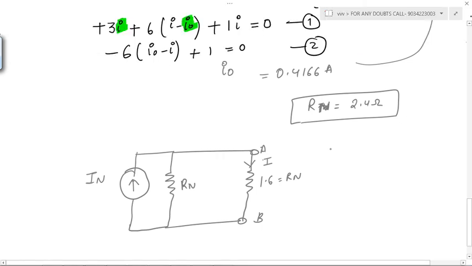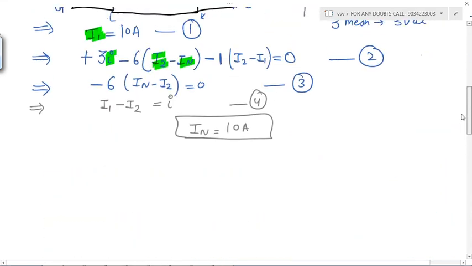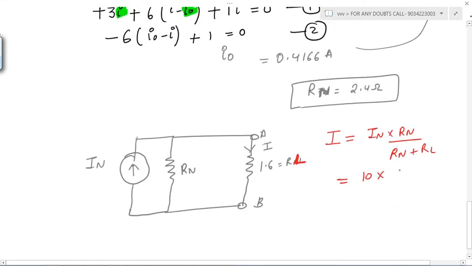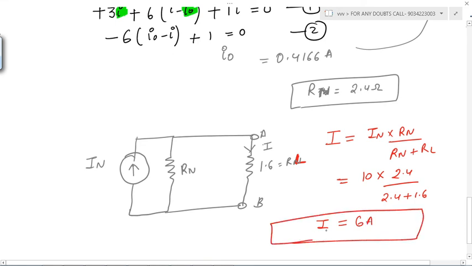If we apply the current divider rule, the formula is I equals IN multiplied by RN divided by RN plus RL. Here it is RL, sorry. So what IN value did we get? We got the IN value above, right? That is 10 ampere. Rn value is 2.4, and RL is 1.6. So if we calculate the value of current, I is equal to 6 ampere. That is our answer, okay.